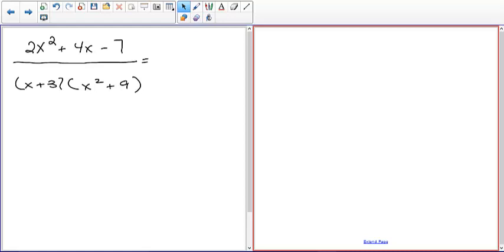So I'm going to do one more of these problems that has a linear factor and a quadratic factor, and then we're going to hand out something. We're going to work some things in class today.